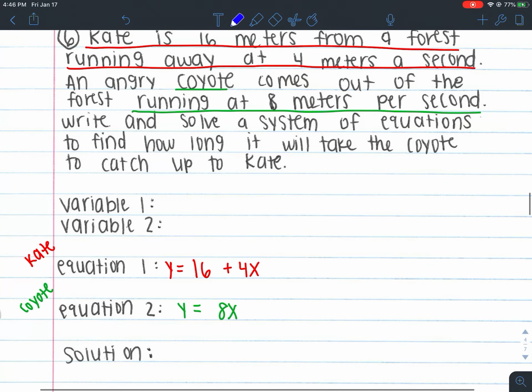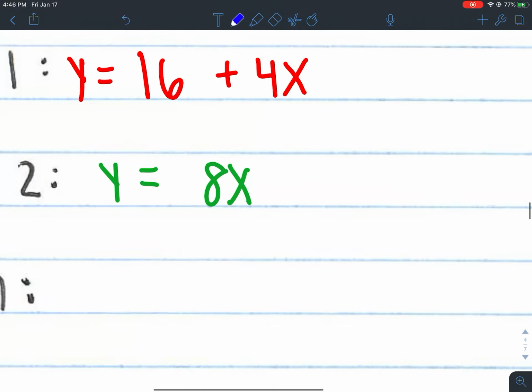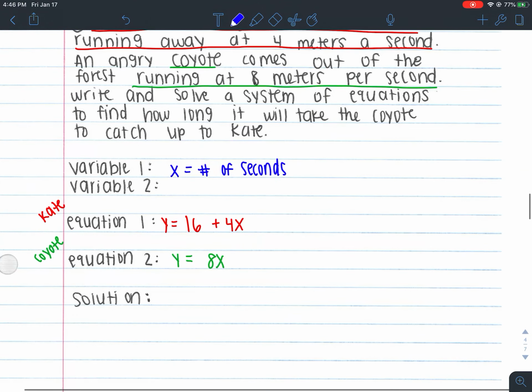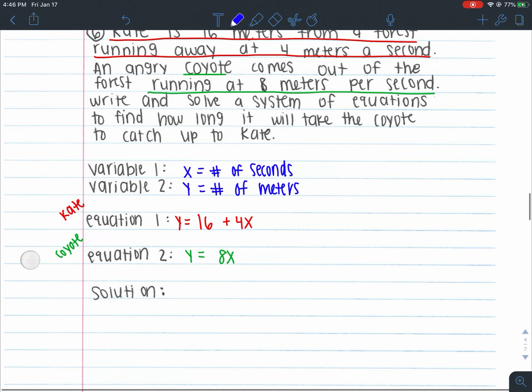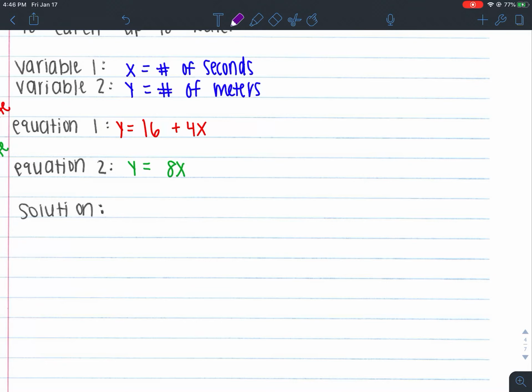So now let's come up with our variables. Well, let's think about this. Kate starts off 16 meters away and she's running 4 meters per second. The coyote is running 8 meters per second. So our x variable is going to be the number of seconds. Well, what happens as the seconds go on? After each second, what's happening? Their distance is increasing. So that means the y is going to be the number of meters they've already run, how far they are.